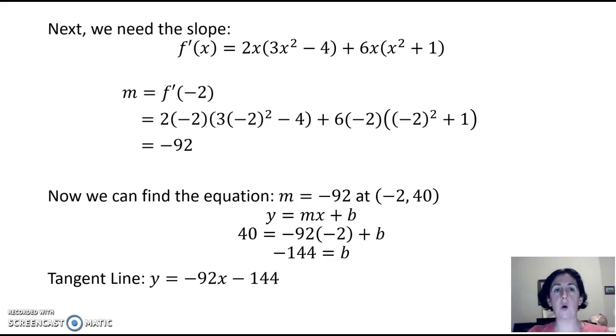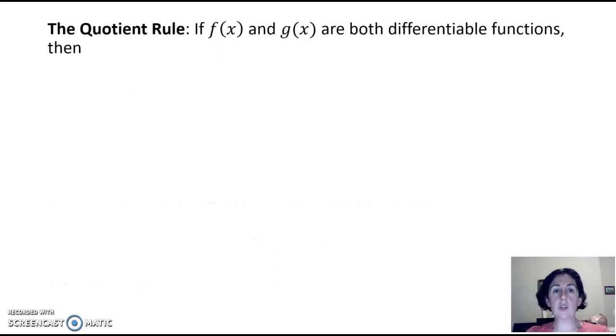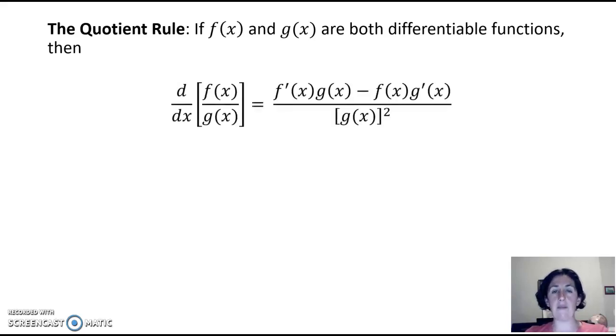Now let's talk about the quotient rule. The quotient rule says if f of x and g of x are both differentiable functions, then the derivative of f of x over g of x would be the derivative of f of x times g of x minus f of x times the derivative of g of x, all over g of x squared.